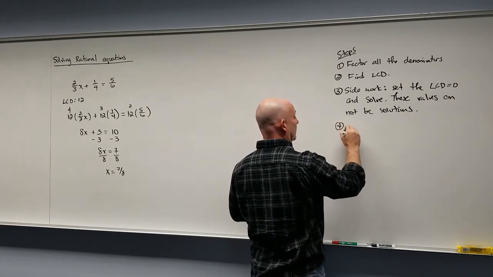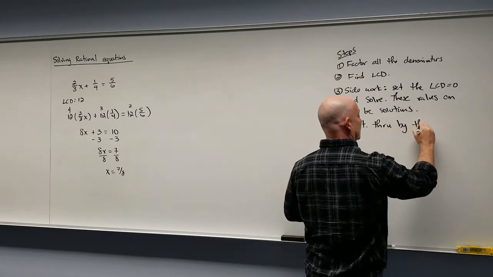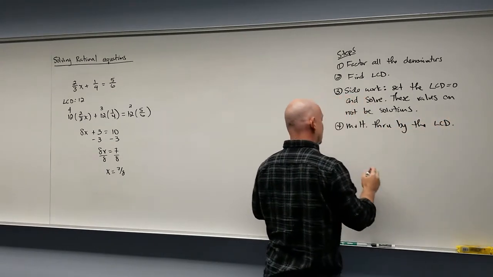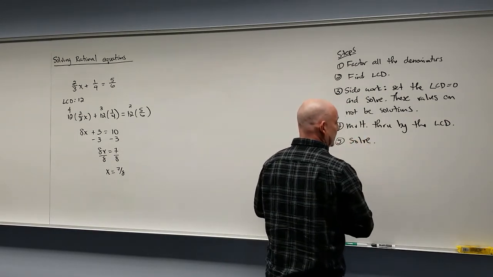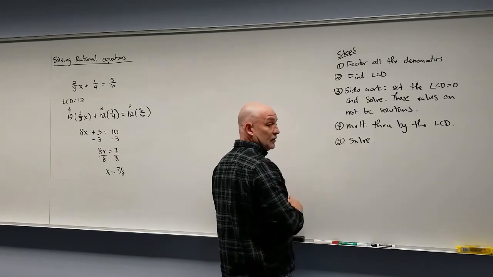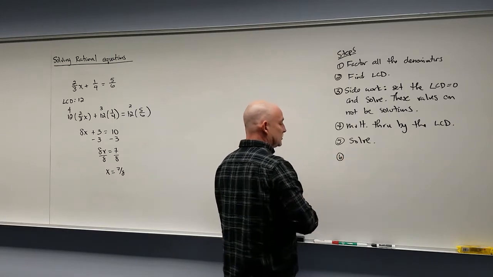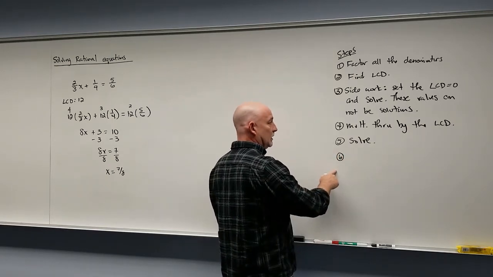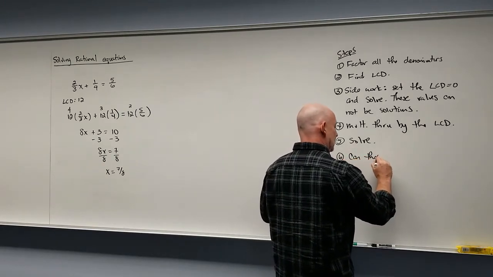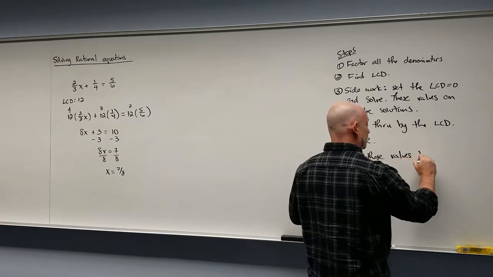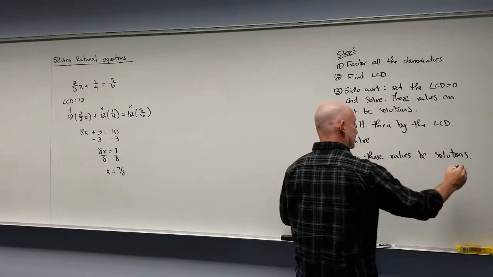All right, so once we've found our LCD, we're going to multiply through by the LCD. Once you do that, that'll clear your fractions. So solve whatever's left. It could be a linear equation. It could be a polynomial equation that we have to factor. But solve whatever's left over. And then the last thing we need to do, it's not really a step, so to speak, you just got to ask yourself, can these values be solutions? Again, we'll see what that means in a second.